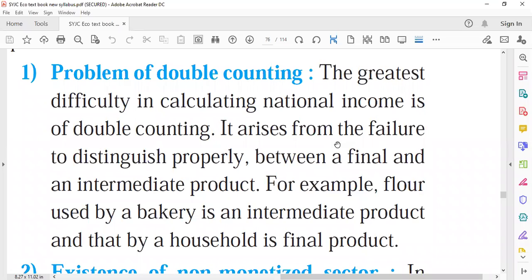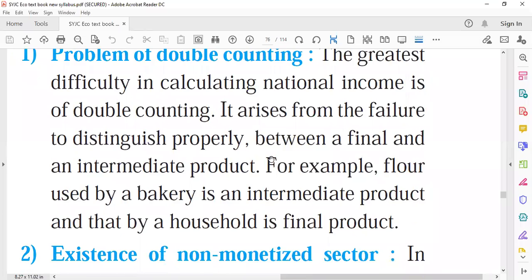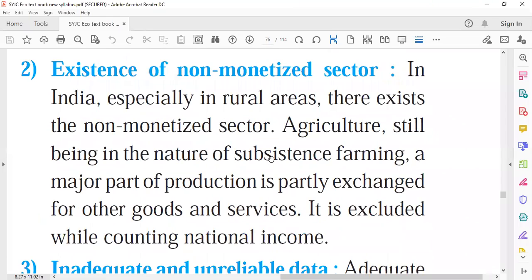Because in the price of a bread, the value of the flour is already calculated. So if we consider the flour as a final consumption good, the same flour is an intermediate good for the baker. So there is a possibility of double counting. Therefore, we are not able to calculate the exact value of national income.